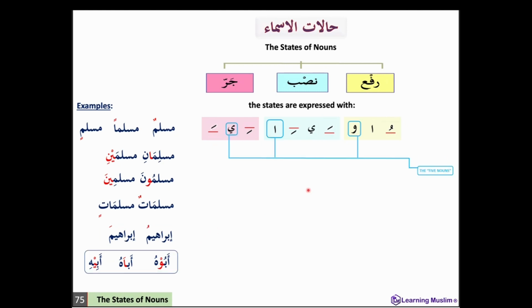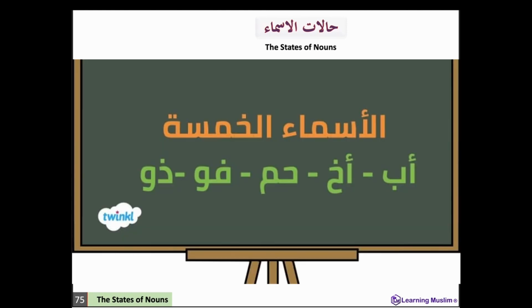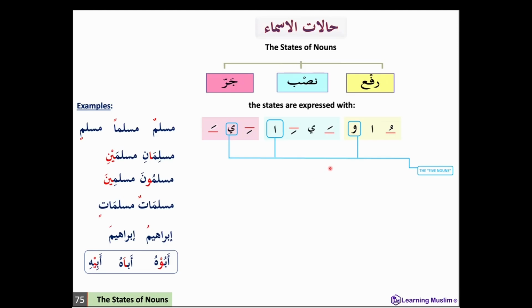And then previously, as you might recall, under the discussion of the different types of nouns, we discussed the asma'ul khamsa, the 5 nouns. And they are abun, akhun, hamun, fu, and dhu. These 5 nouns are special because when they are mudaf, they have different ways of expressing their states. For the state of raf, waw is the expression. For the state of nasb, alif, and for the state of jar, ya. So for example, abuhu for raf, abahu for nasb, and abihi for jar.